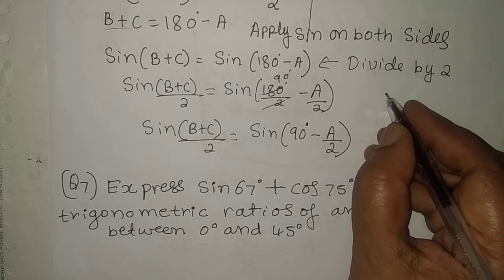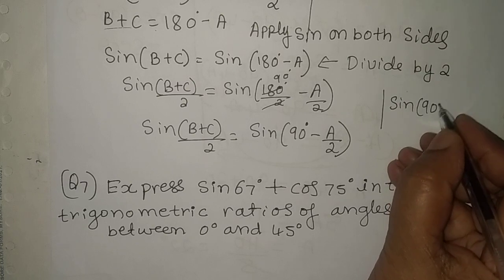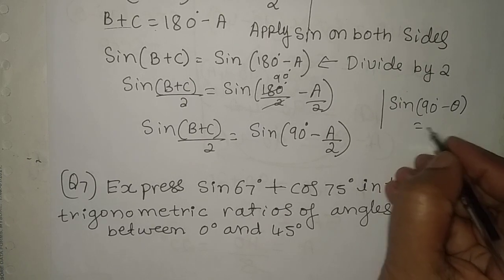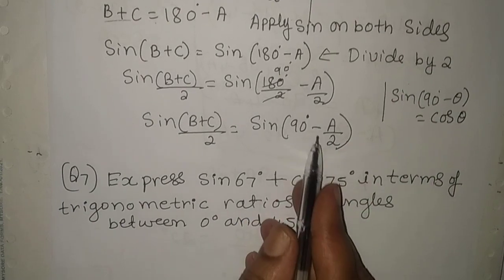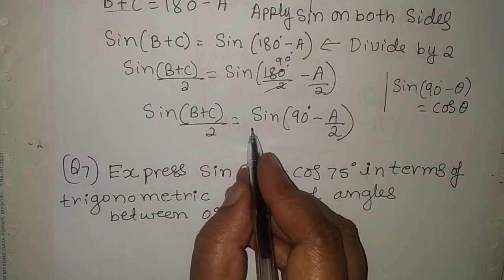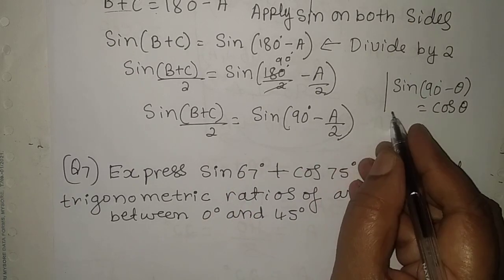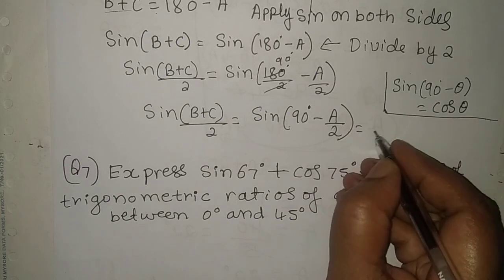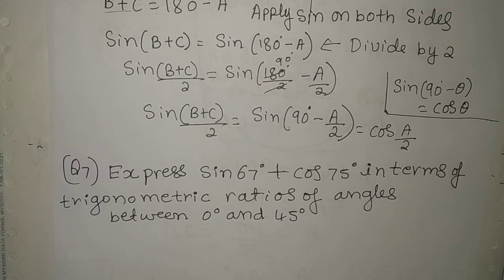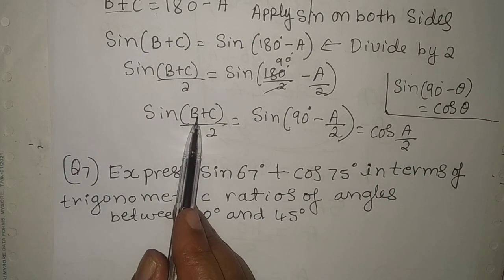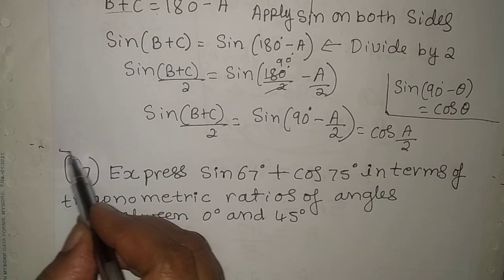As we know, sine of (90 minus theta) is equal to cos theta, or cos whatever is there, consider this as cos. Then sine of (90 minus A by 2) will become cos A by 2. This is the solution. See here, sine of (B plus C) by 2 is equal to cos A by 2.